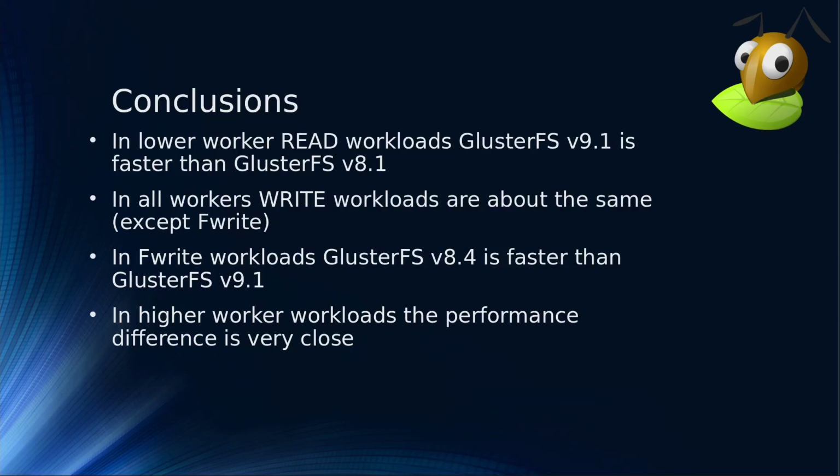So, I guess to conclude this, I would say the read workloads are faster in 9.1 for the lower workloads. I would say that the read workloads in the higher workloads are better with Gluster 8.4, excuse me. But when you get up to 3, 4, and 5, they just become a dead heat. So all write workloads are about the same except for F-write, and on F-write workloads 8.4 is faster. In higher workloads, the performance difference is very close. It seems to even up.